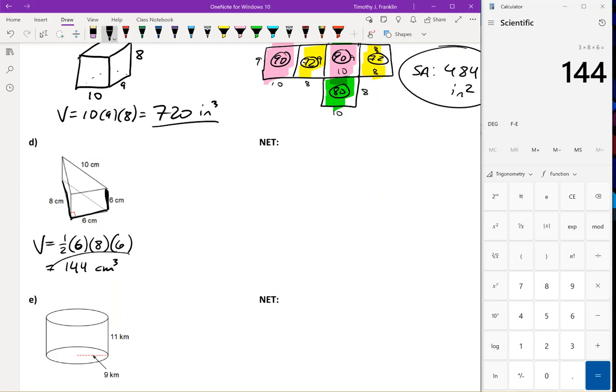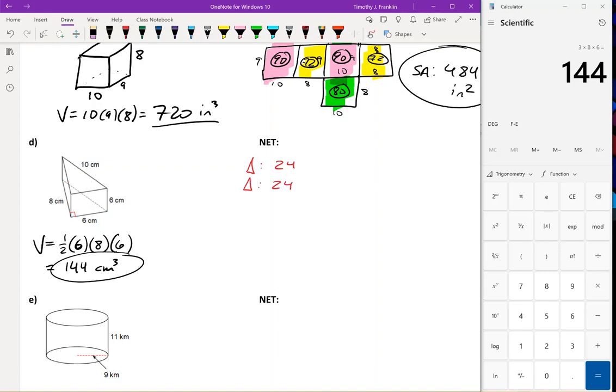centimeters cubed. So now we need to find the surface area, and if we're trying it without the net, we know we have 5 sides. We have 2 triangles, 2 of this triangle. And so that's 1/2 times base times height. So 1/2 times 8 times 6 is 24. We have 2 of those.